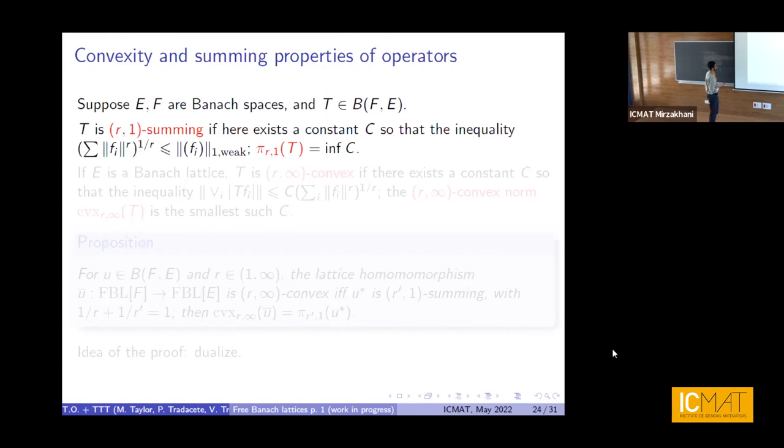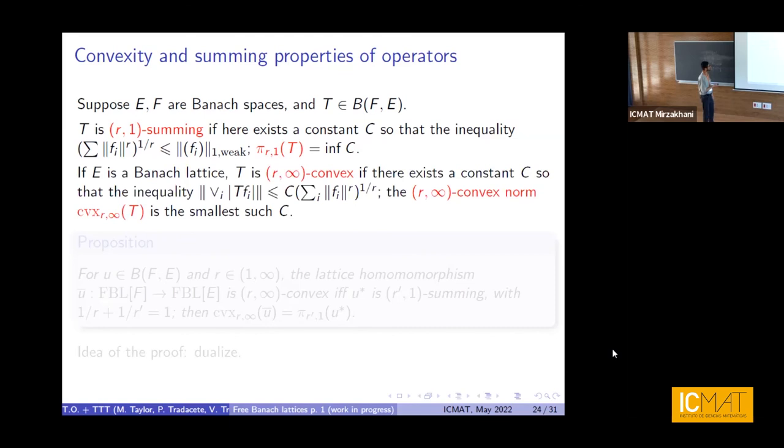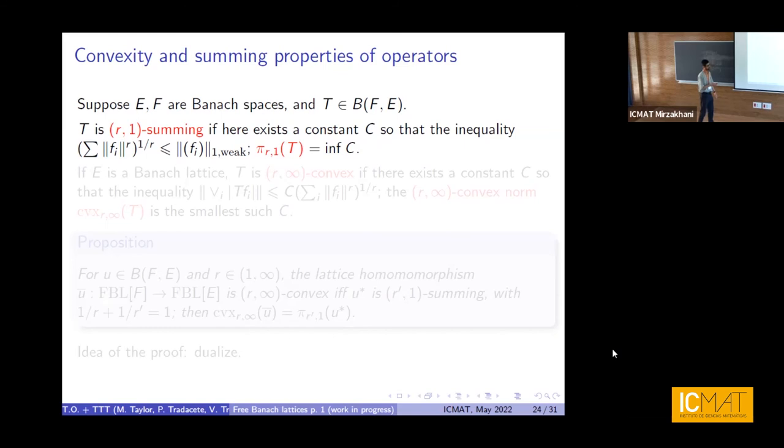And I want to look at operators between free Banach lattices in the case when p is one. So let me recall a definition now. This definition comes from the Banach space side of things. An operator T is called one-summing if for any finite collection in the domain of this operator, we have this inequality. And there is a constant C here. This constant C should be in front of the f_i's. The one-summing norm is the infimum of such Cs.